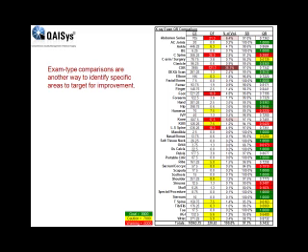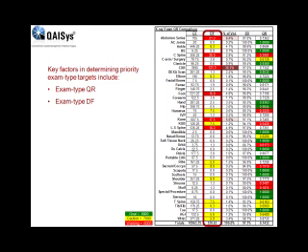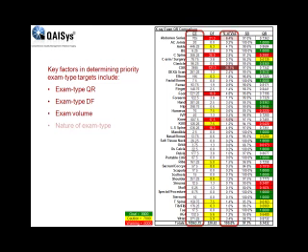Exam type comparisons are another way to identify specific areas to target for improvement. We are able to compare exam type ratings for individual technologists or for groups of technologists. Key factors in determining priority exam type targets include the exam type QR, the exam type DF, the exam volume, and the nature of the exam type.